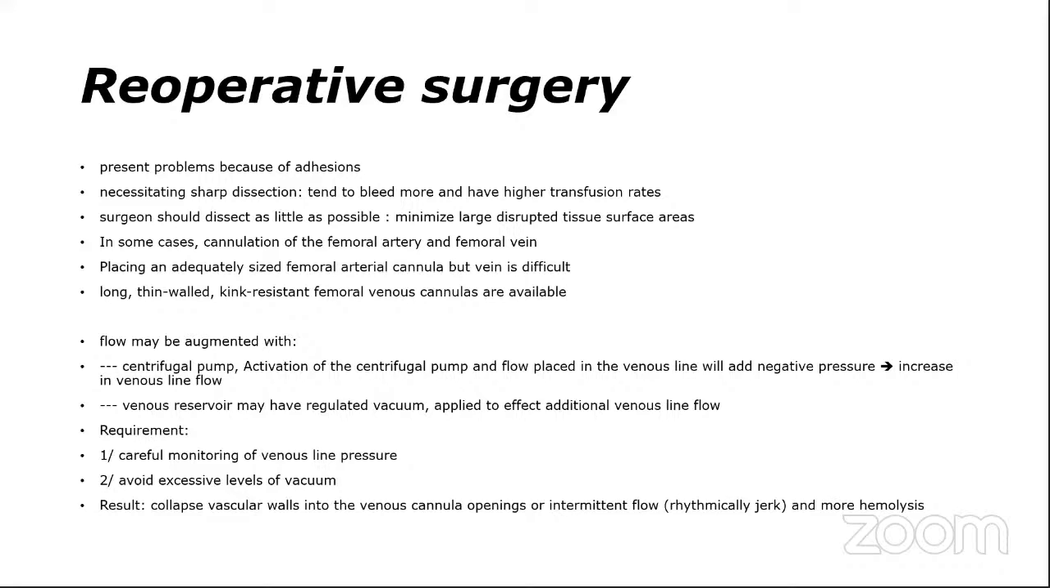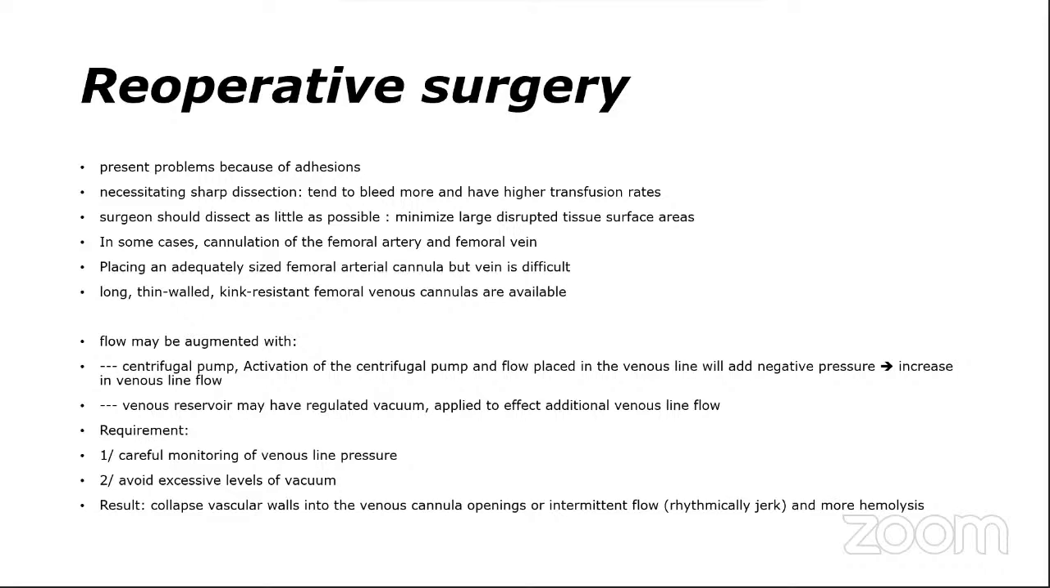We have two types. Either a centrifugal pump: we can activate the centrifugal pump and the flow placed in the venous line. That will add negative pressure while you are pumping, and that increases the venous line flow. But in the venous reservoir, with the roller pump, we may have a regulated vacuum that can be applied to affect additional venous line flow. So we have more negative pressure in the reservoir.